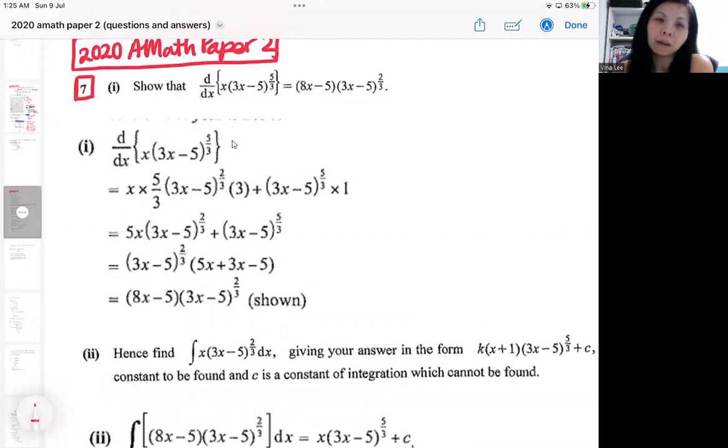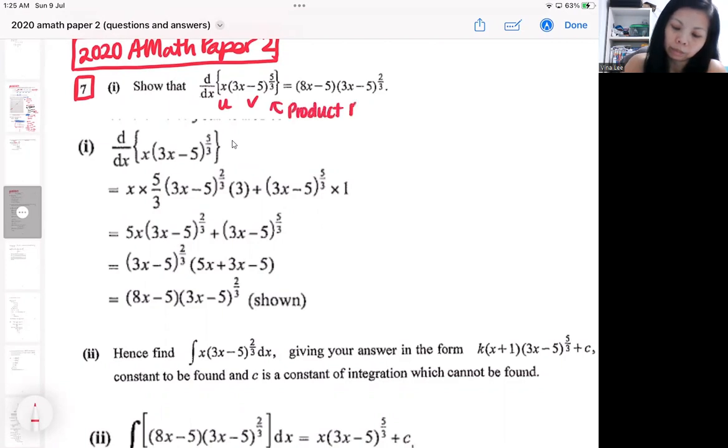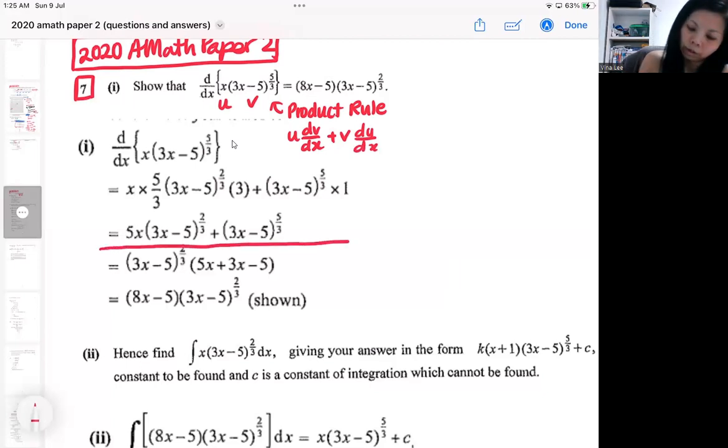Okay, so if you look at the first part, your job is to differentiate. So you should realize that you need to apply your product rule. Okay, so I'm going to run through and then later on you try to execute it yourself. So if you apply your product rule, I assume you will know how to do your u dv dx plus v du dx. So basically, if you try, you should be able to get something like this. If your differentiation is correct, you will get something like this.